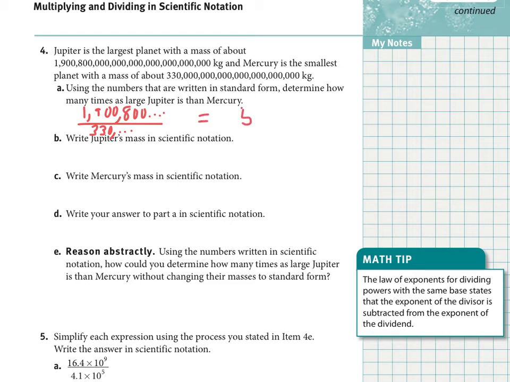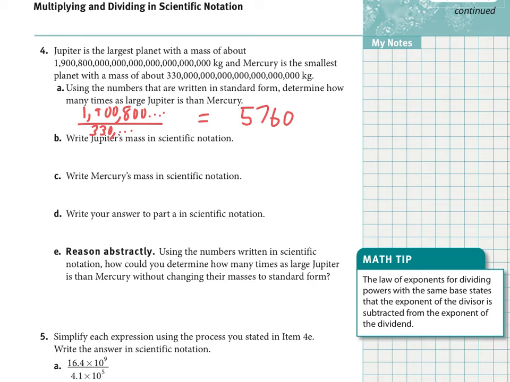And I did that on my calculator. I ended up with 5,760. So Jupiter is 5,760 times larger than Mercury based on mass. If your calculator can fit that, you can do it that way. If not, and if you don't feel like typing in all those zeros, scientific notation is going to be the way to go. So let's see if we can get each of these numbers in scientific notation and then divide them that way.